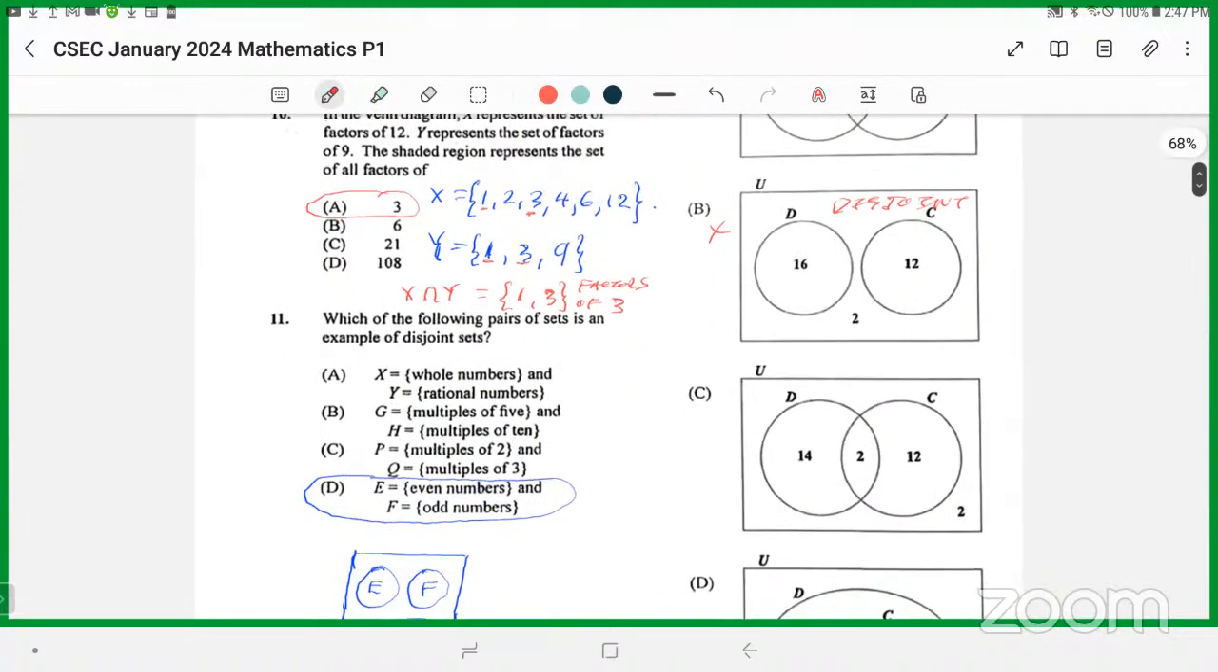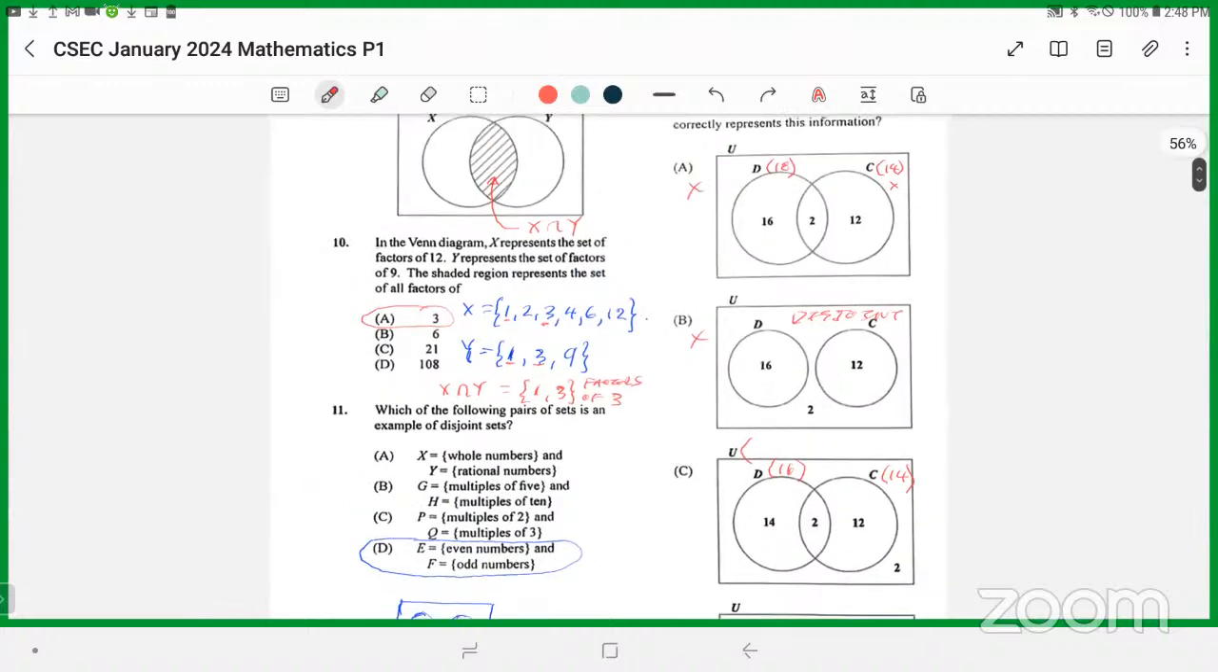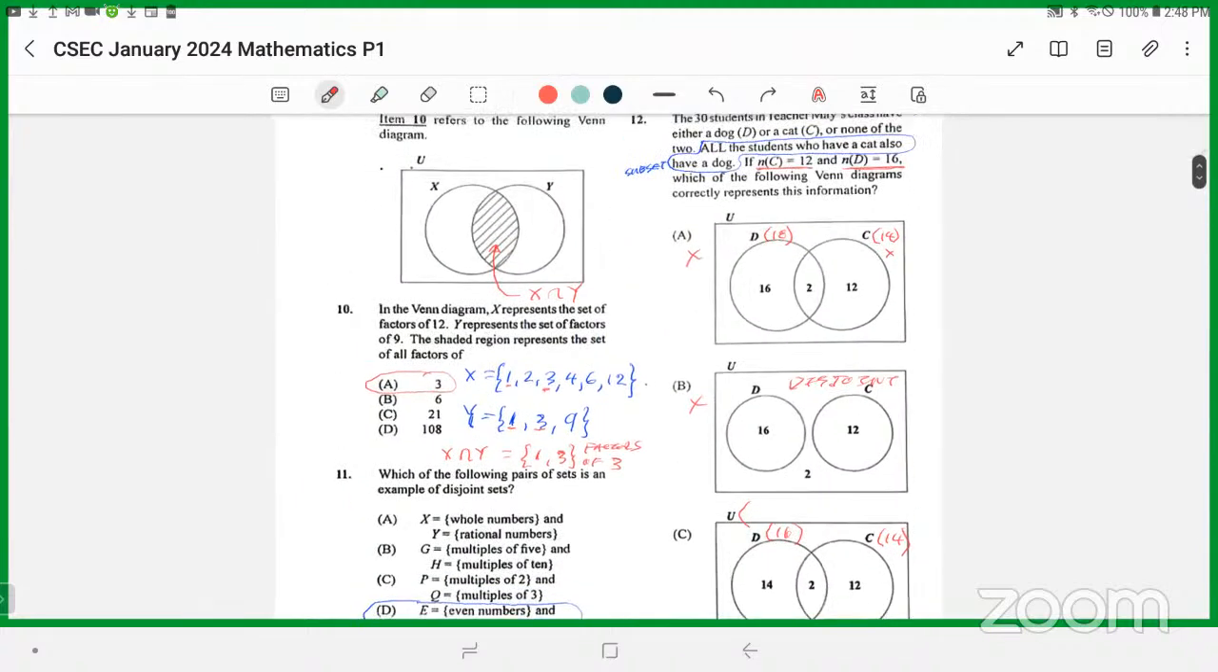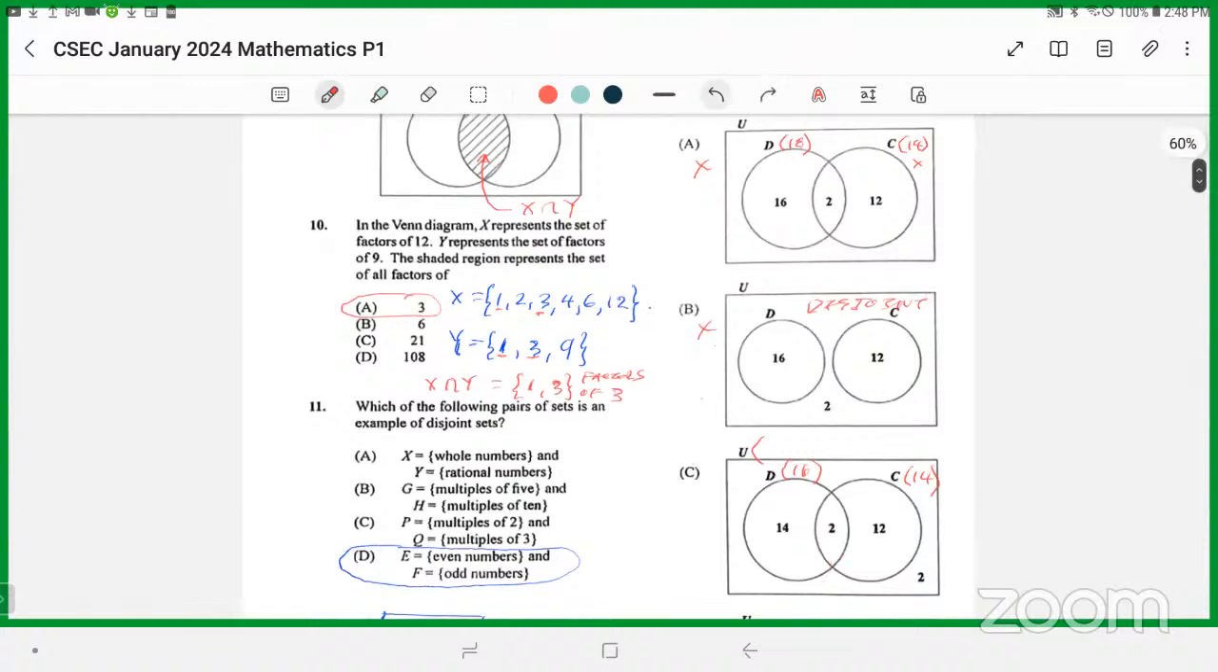What about this one? So this one, the total in the dogs is 16, and the total in the cats is 14. And in the union it is 30. So if you add up all of these, 16 and 14, it is 30. But again, what makes this one wrong is the same thing that I said. We must have a subset situation, right? Not just an intersection. One must be a full subset of the other. And that's what is causing this to be wrong.